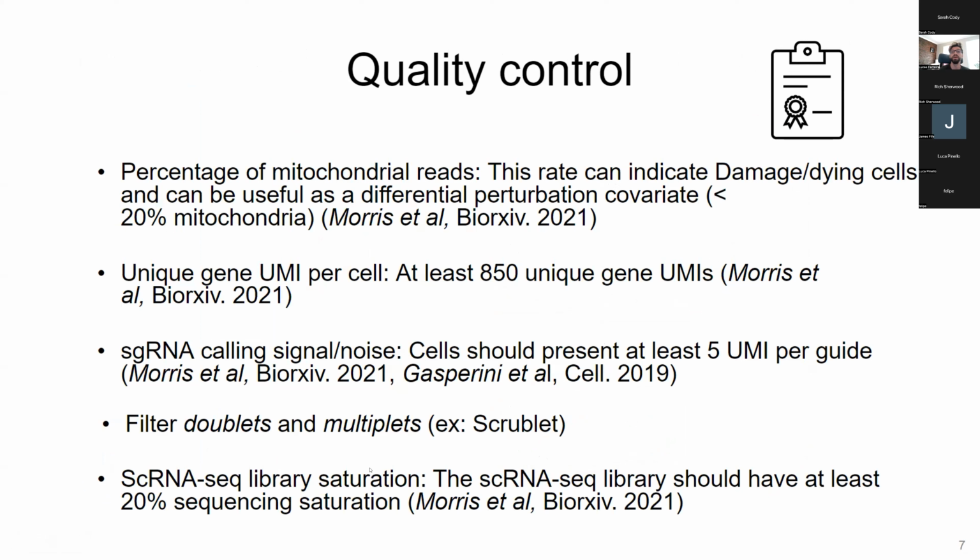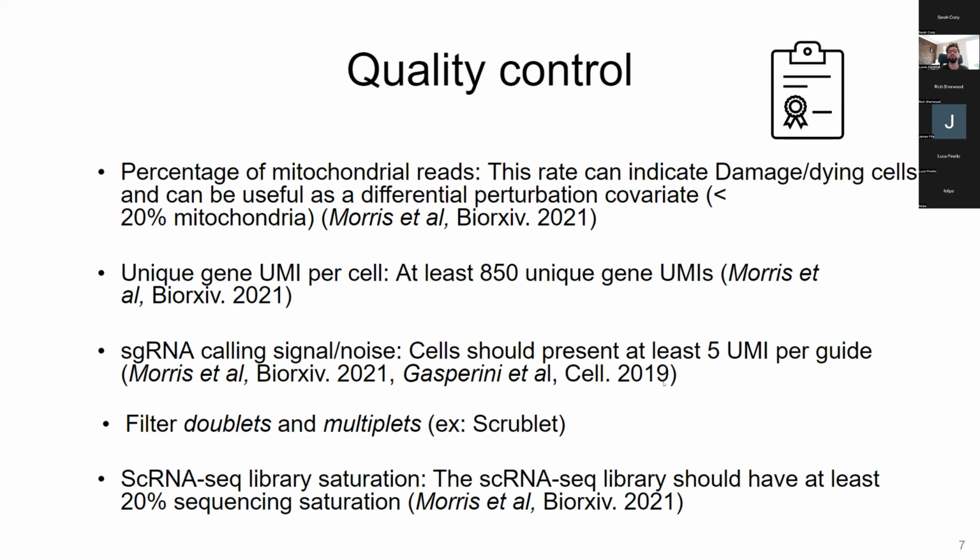So here are just some examples of quality controls that you can use in your count table. For example, mitochondrial reads are very important. They can signal that you have damaged or dying cells. And if you have too much mitochondrial content here, maybe it's better to remove those cells. There are also other thresholds that different papers are using.